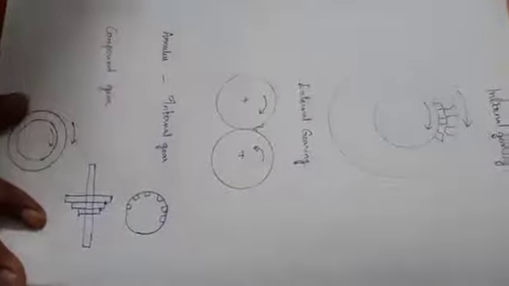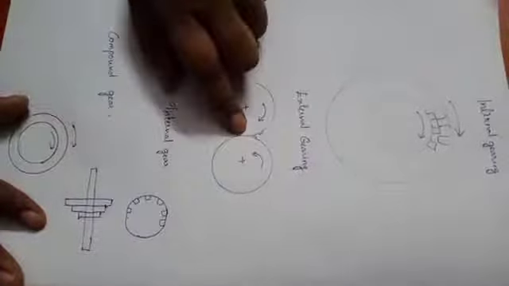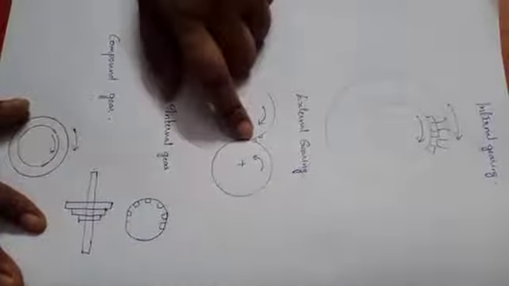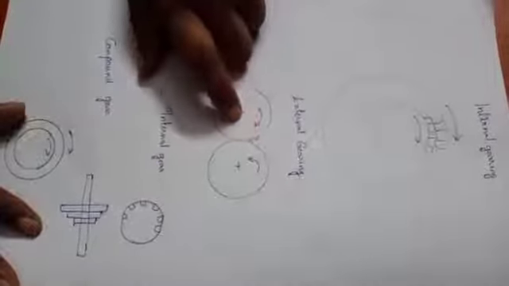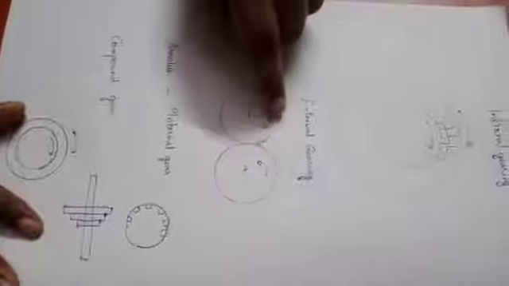The next one is external gearing. External gearing is nothing but both gear teeth mesh externally. So one gear moves in clockwise direction means another gear moves in anti-clockwise, or vice versa. So this is called external gearing.